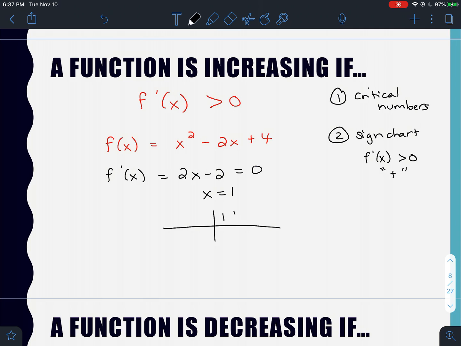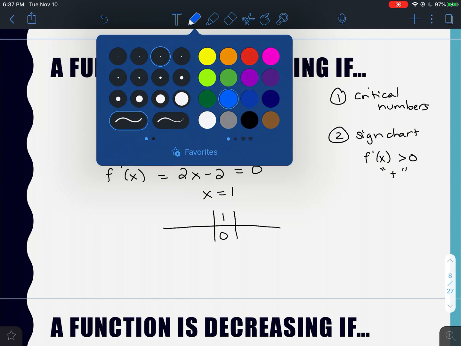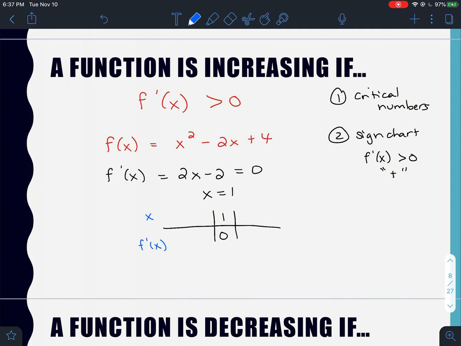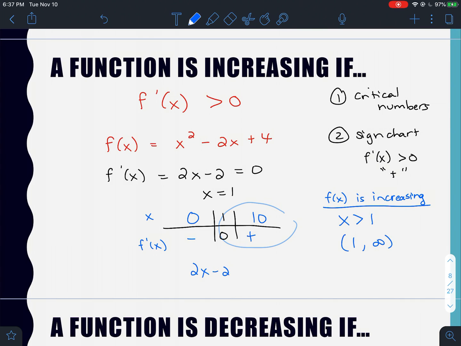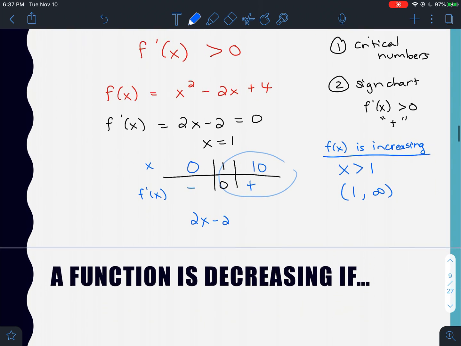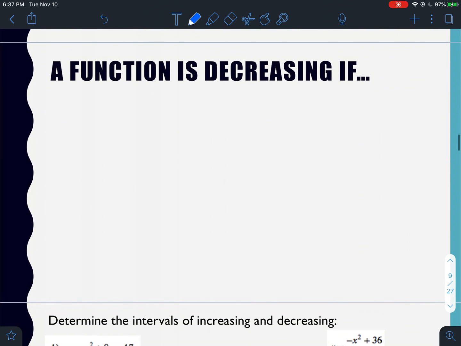And in the sign chart, you're trying to figure out where the derivative is positive. So we know the derivative is 0 when x is 1. And then we will look to the left and to the right of it. So I could look at 0 and I could look at 10. If I plug in 0 and 10, I would get negative and positive. So the function is increasing where the derivative is positive, and the derivative is positive as long as you are greater than 1. So my function, f of x, is increasing when x is greater than 1, or you can write it in interval notation from 1 to infinity.